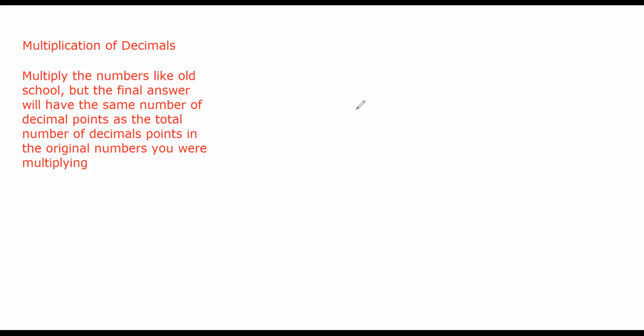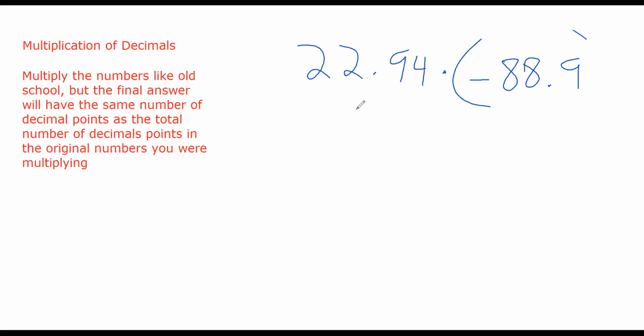But let me throw a little wrench into the mix because I like doing that. Let's do 22.94 as Jason suggested. We'll multiply it by negative 88.9. Everyone gasp. No, there's no need to gasp. Do the rules get thrown out the window just because we're dealing with decimal numbers?